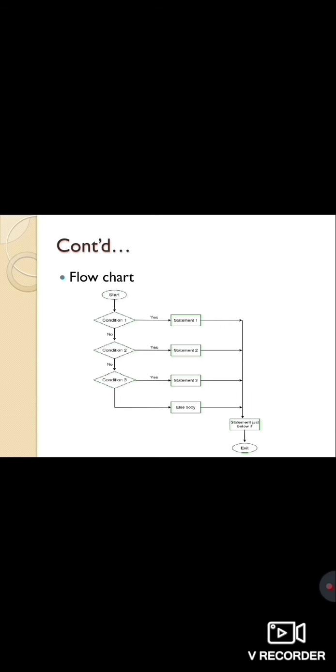So this is the flow chart. Here, if condition 1 is true, then it will execute statement 1. If condition 1 is false, then check condition 2. If condition 2 is true, then it will execute statement 2. Otherwise, if condition 2 is false, then it comes to check whether condition 3 is correct or not. If condition 3 is true, then it will execute statement 3, or if it is false, then it will execute the else part of the if block.